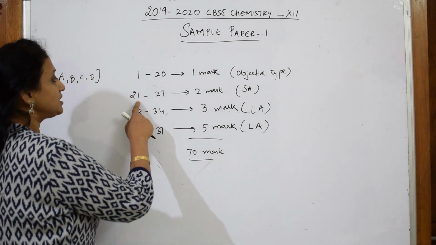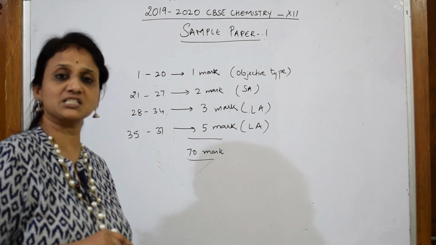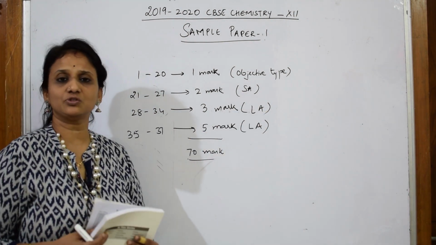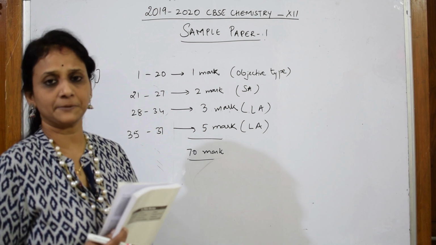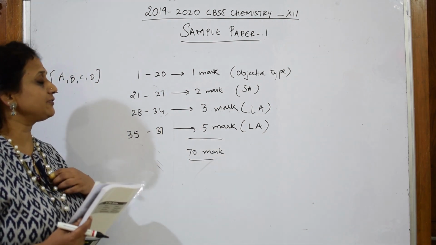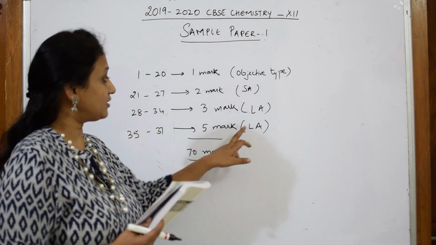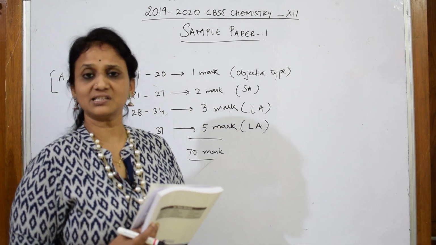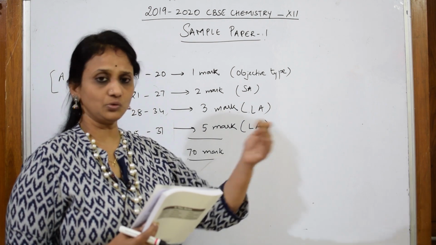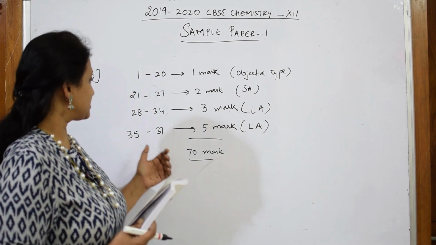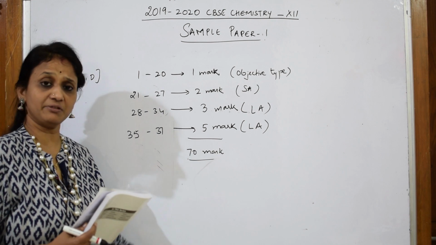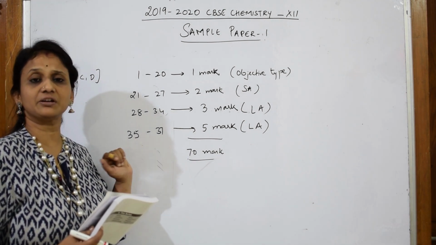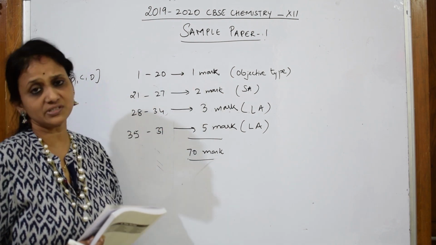After that, question number 21 to 27 are all 2 marks questions. Right, students? So 2 marks questions are short answers where you will be writing only 2 lines maximum. After that, from 28 to 34, we have 3 marks questions, which come in the category of long answers. Some of the questions may have numericals, some will have 1, 2, 3 subtopics in them. After that, 35 to 37, you have 5 mark questions. The 35th, 36th and 37th are 5 mark questions. Altogether it comes to 70 marks.